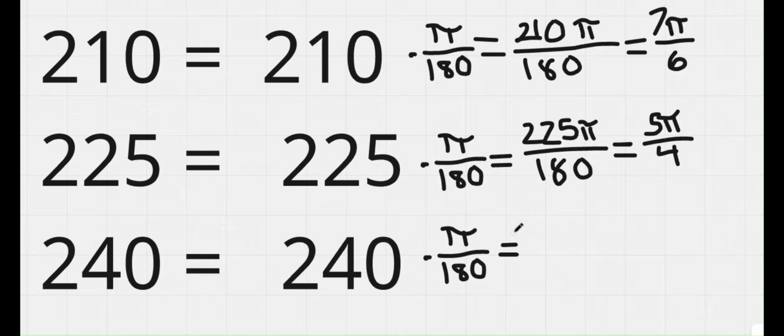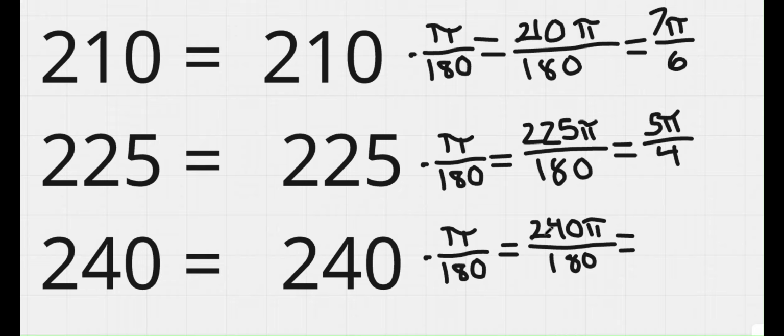240 degrees, converted to radians, is 240 pi over 180. Which has a greatest common factor of 30 degrees. Well, actually, it has a greatest common factor of 60 degrees. 30 degrees is also a factor, but the greatest common factor is 60. So 60 goes into 240.